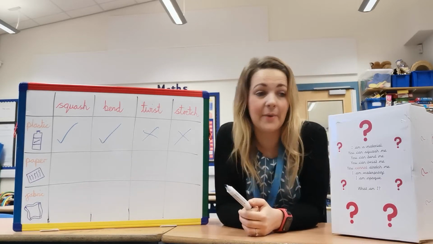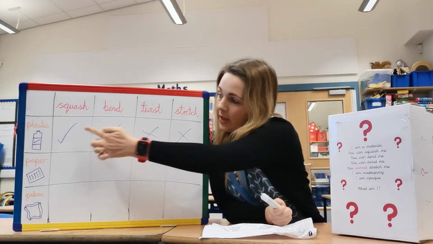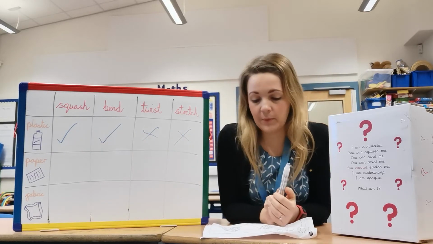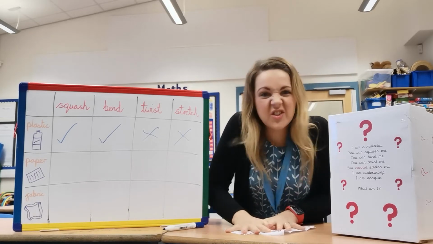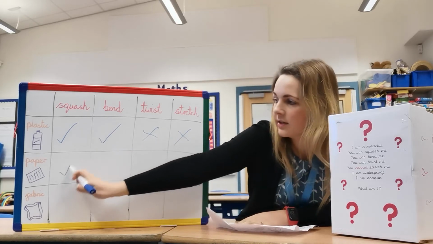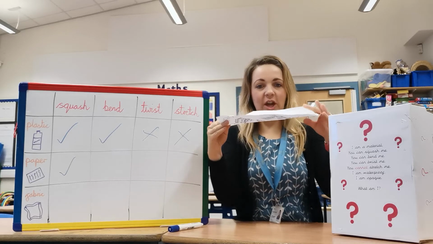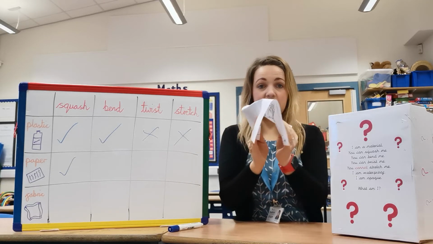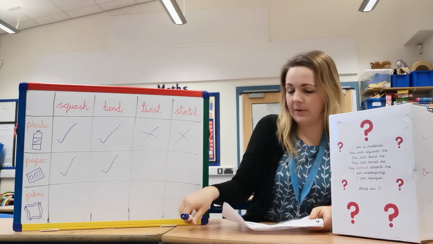Okay, paper. Let's see. So get your material and try and do the 4 new verbs to it. So squash. I suppose I could squash it into a flat shape. So yeah, let's give that a tick. Can I bend it? Yeah, so there's a straight shape, and I'm going to bend it, put it into a curved shape. So yes, I can bend a piece of paper.